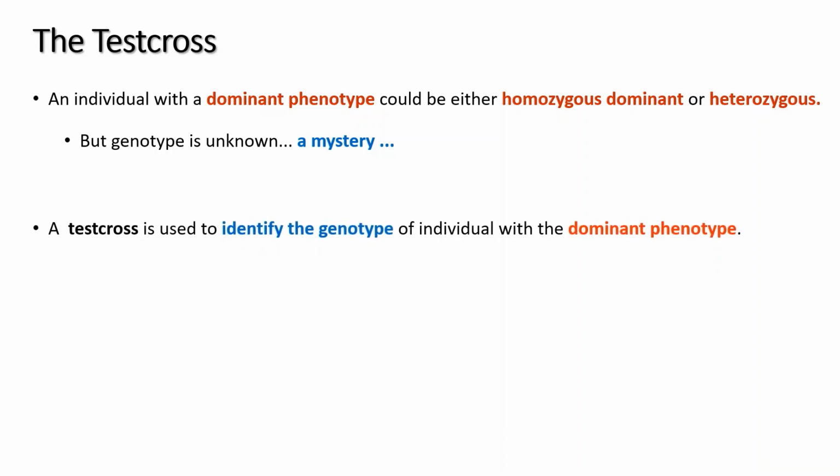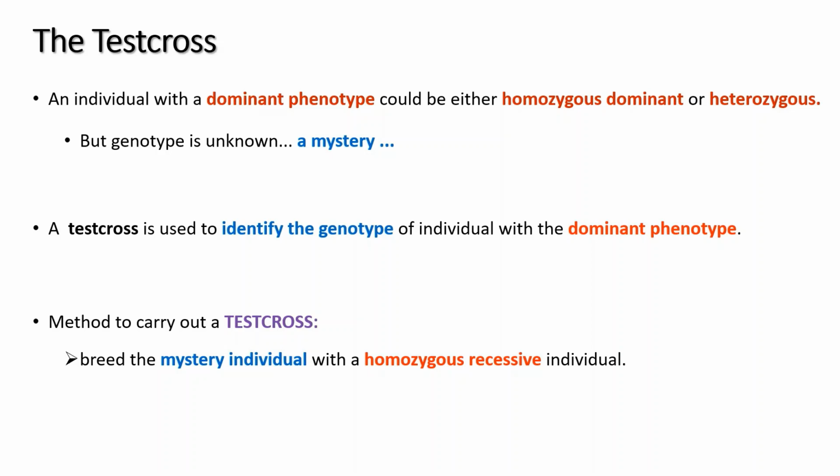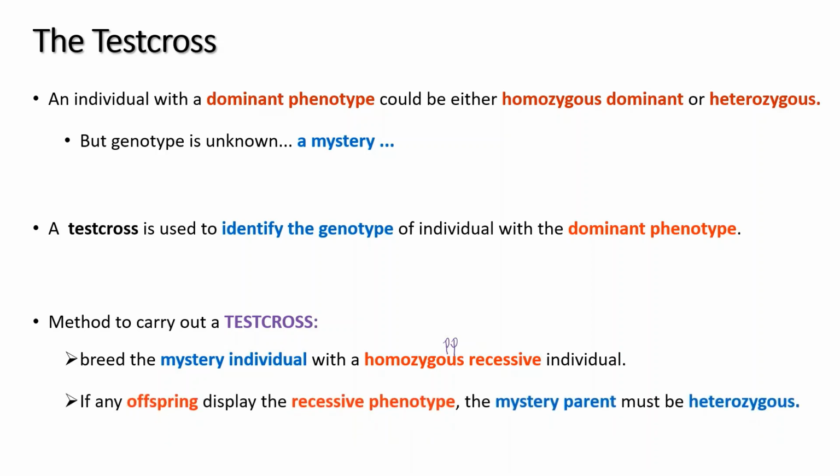What is a test cross? Test cross is used to identify the genotype of an individual with the dominant phenotype. So the method of test cross is to breed the mystery individual with a homozygous recessive individual. The genotype for this homozygous recessive individual, for example, would have the small p recessive alleles. If any offspring display the recessive phenotype, then it means that the mystery individual must be heterozygous.